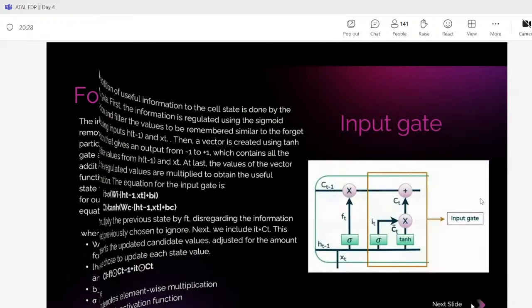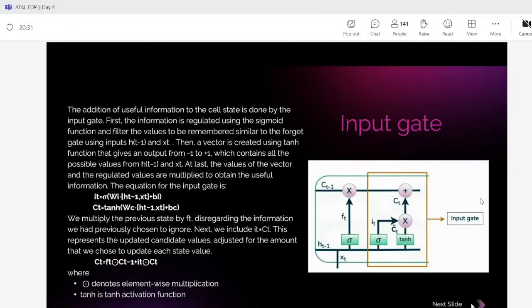While coming to the input gate, the addition of useful information to the cell state is done exclusively by the input gate. First, the information is regulated using the sigmoid function, which filters the values to be remembered, similar to the forget gate, using the inputs h of t minus 1 and xt, that is, the current input and the previous state input. Then a vector is created using tanh. It is a mathematical function whose values lie between -1 and +1.